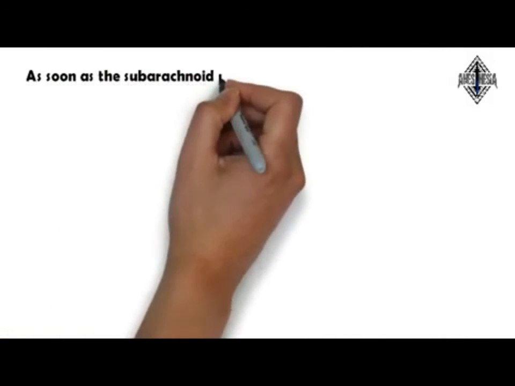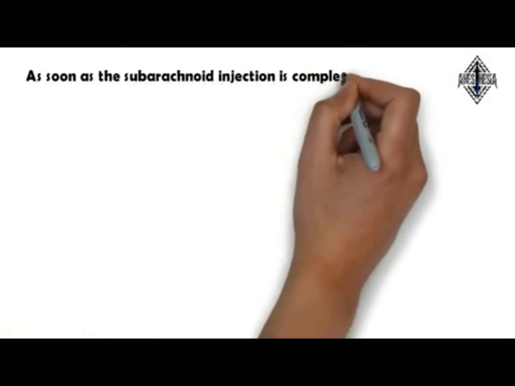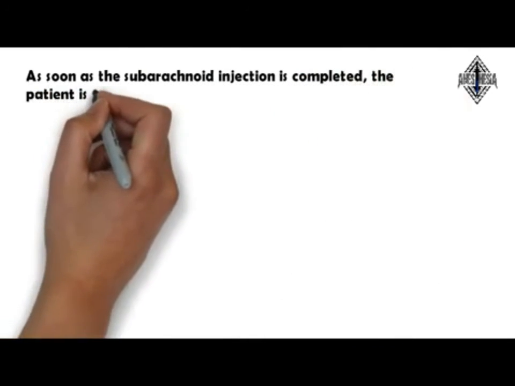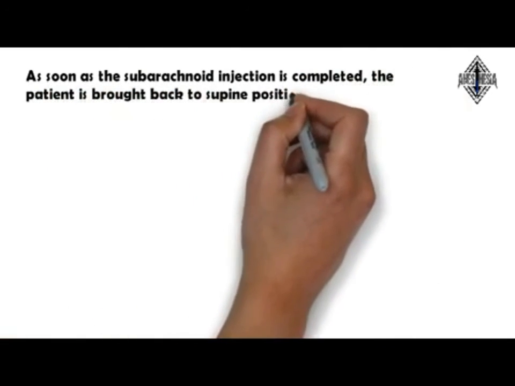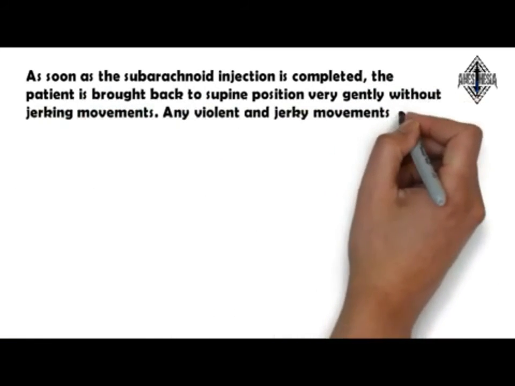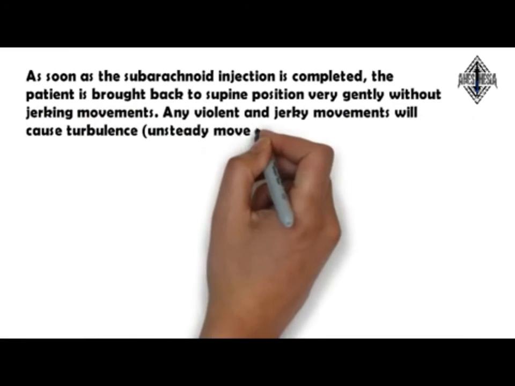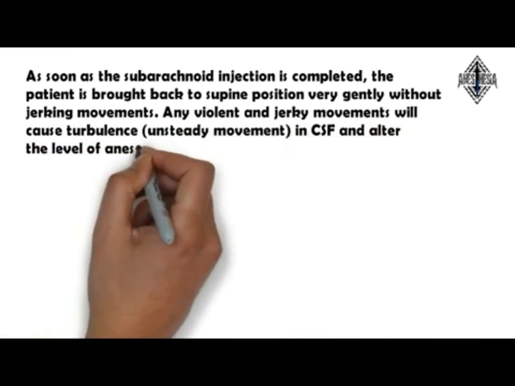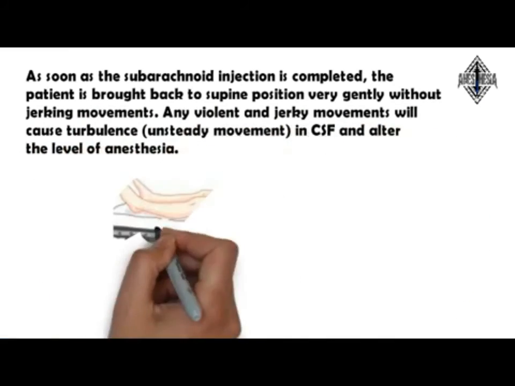As soon as the subarachnoid injection is completed, the patient is brought back to supine position very gently without jerking movements. Any violent and jerky movements will cause turbulence and unsteady movement in the CSF, and will alter the level of anesthesia.